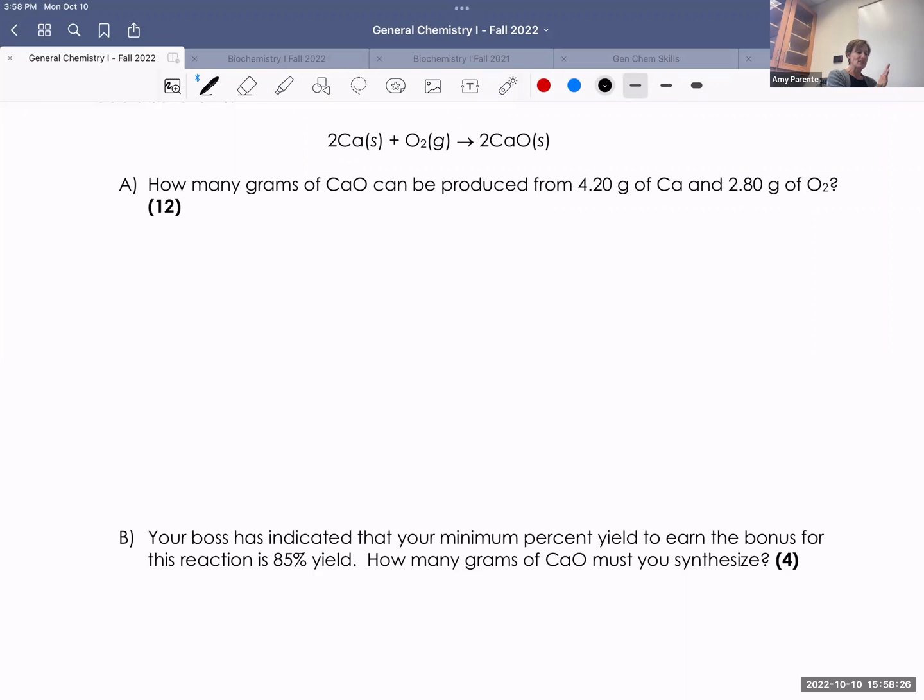So 85 equals X over 5.88 times 100. That's what it's showing here. Said another way, if I divide both sides by 100, 0.85 equals actual over 5.88. And then what I do is take 0.85 and multiply it by 5.88. So that's how you get that. Okay.